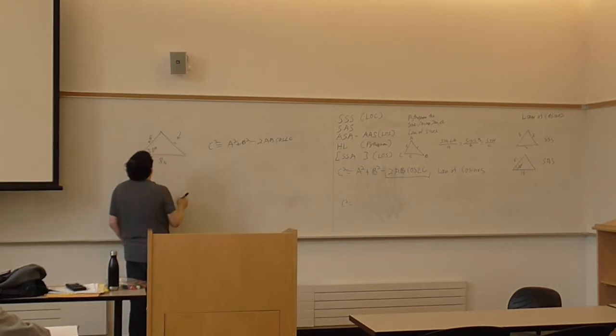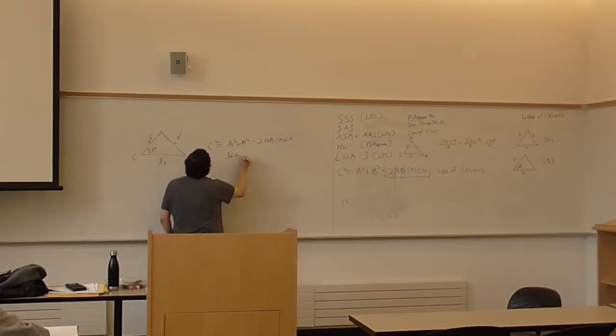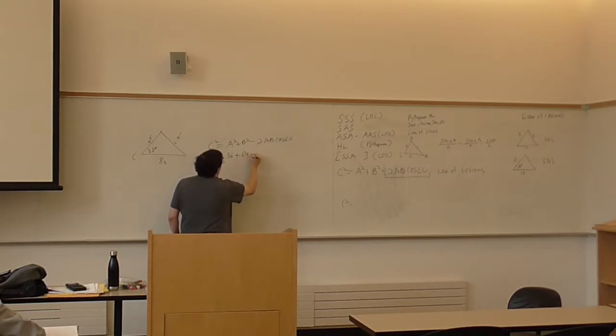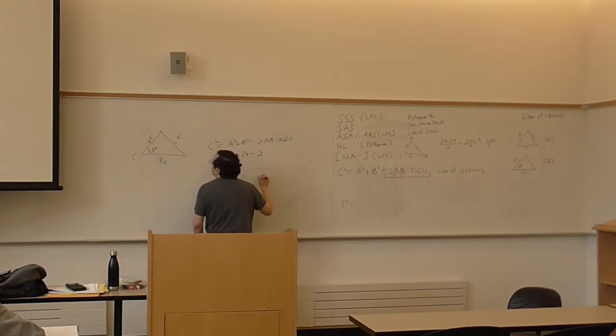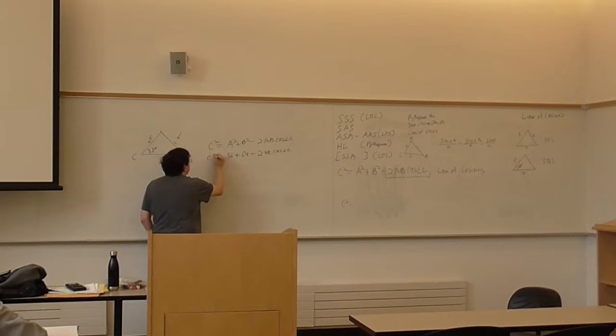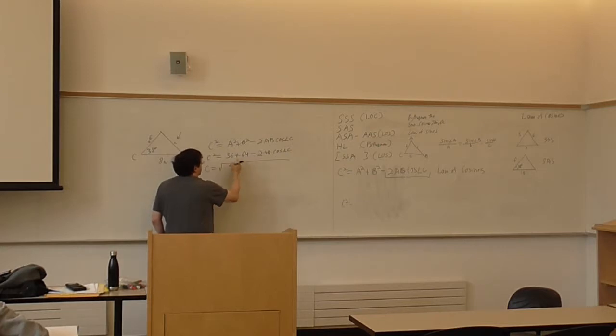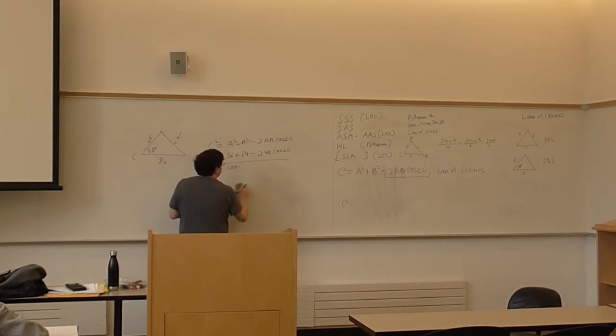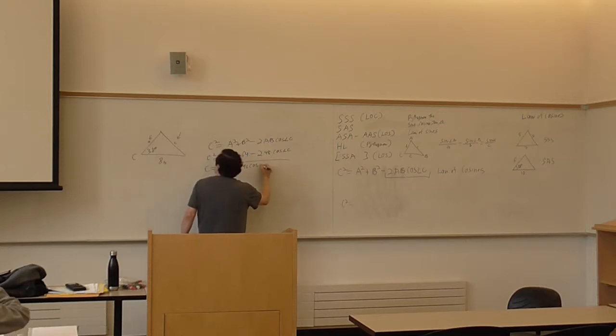So I have all these values. This is 36. B squared is 64 minus 2 times 48 times the cosine of angle C. That's C squared. Or C is equal to the square root of, what's this, 100 minus 96 cosine C. Which is 38 degrees.